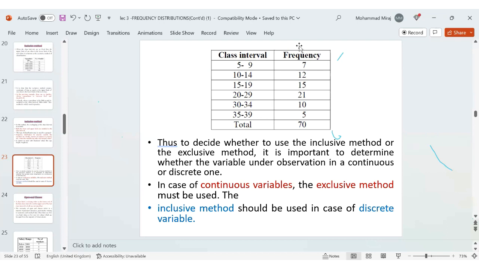So 5 to 9, 10 to 14, 15 to 19. Thus, to decide whether to use the inclusive method or the exclusive method, it is important to determine whether the variable under observation is continuous or discrete. Now this is very important: whether you will use the inclusive or exclusive method depends on whether your variable is continuous or discrete. If continuous, use the first one; if discrete, use the second one. Is it clear?